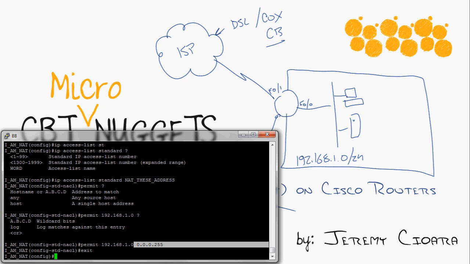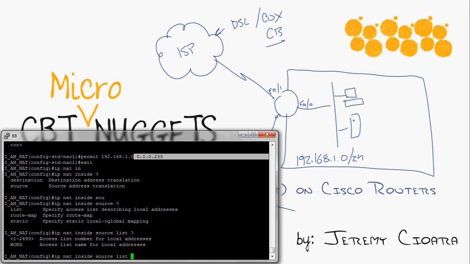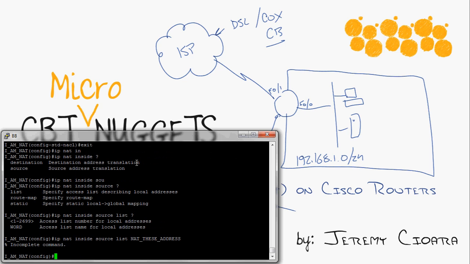It's done. I now have this access list that identifies my internal IP addresses. Now it's time to put it all together with one magic command. It is going to be ip nat inside source list, and then I type in the name of that list. Now I know right about now you're going, what? What? This was all good until you did that. I'm going to explain this. Let me type the command and then I'll read it to you in plain English.